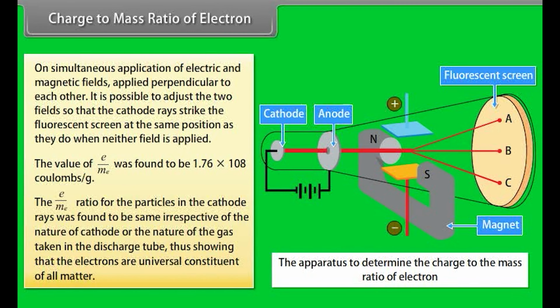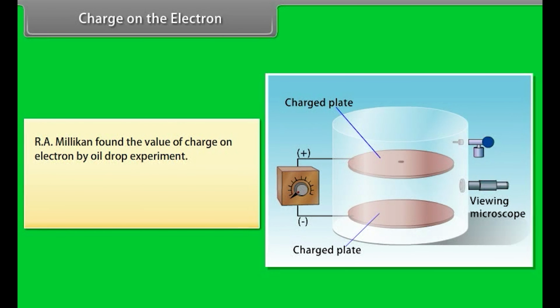The e/m ratio for the particles in the cathode rays was found to be the same irrespective of the nature of cathode or the nature of the gas taken in the discharge tube, thus showing that the electrons are a universal constituent of all matter. Charge on the electron. R. A. Millikan found the value of charge on electron by oil drop experiment.